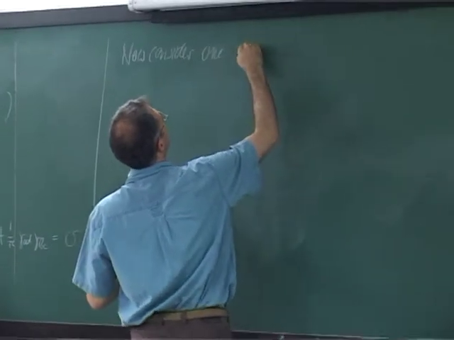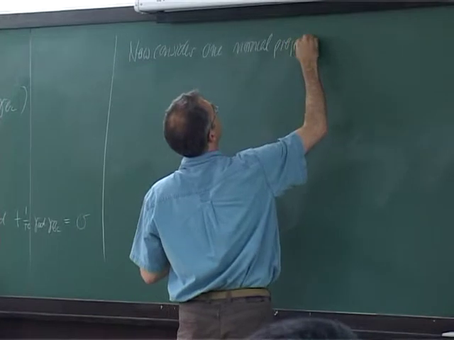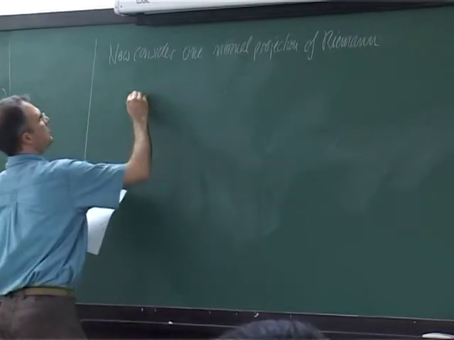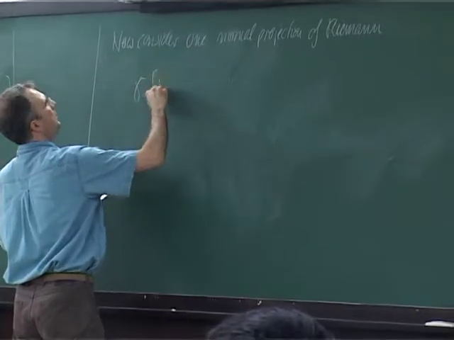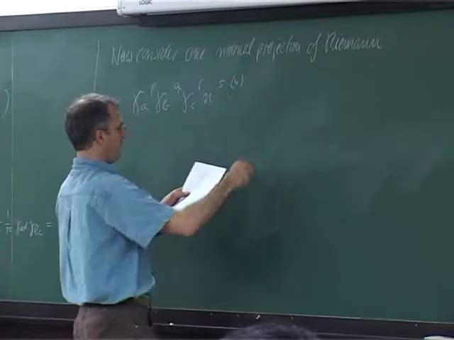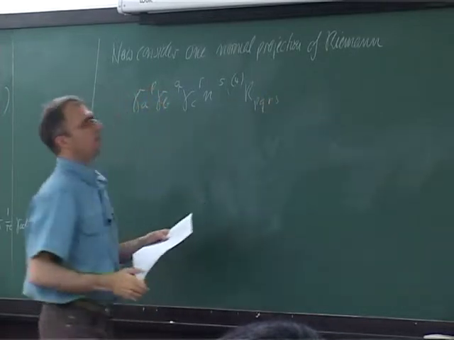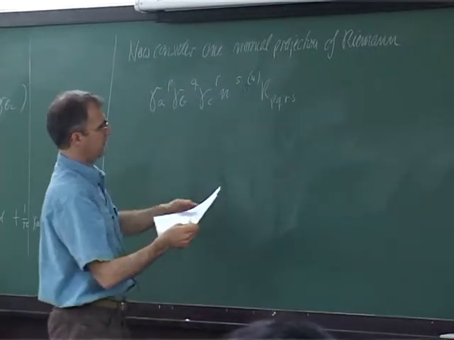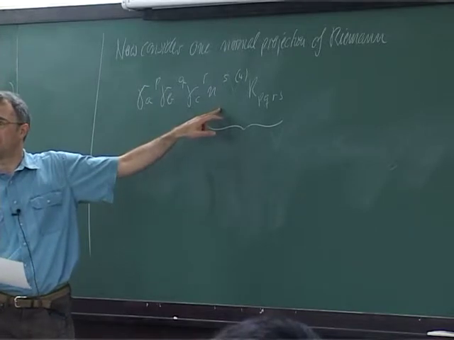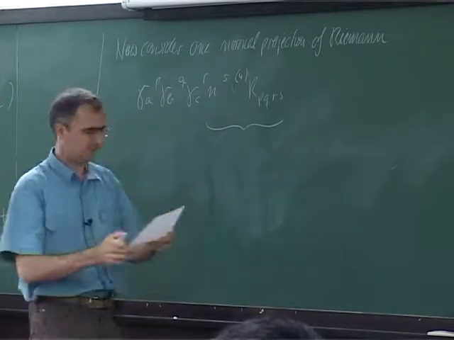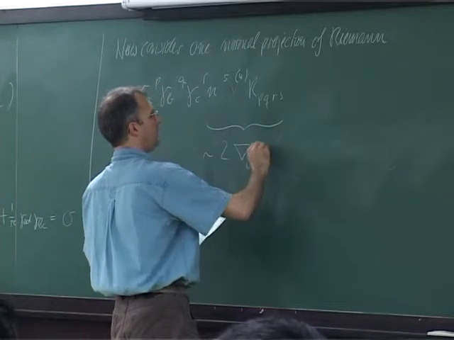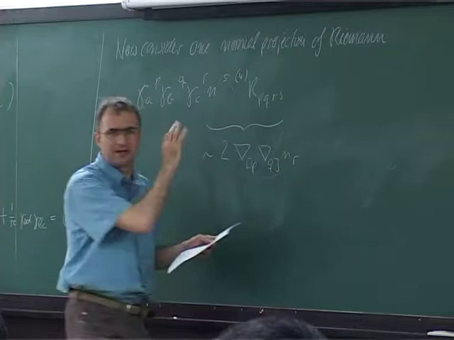one normal projection of Riemann. Okay, so what is one normal projection of Riemann? That would be something like this: gamma AP, gamma BQ, gamma CR and S, and then n^P times R_PQRS. Okay. Now let's just think about what this is. Well, this term we can write as the commutator of the covariant derivative of n, right? So this is something like 2 times the commutator of P, Q on n^R, something like that, right?